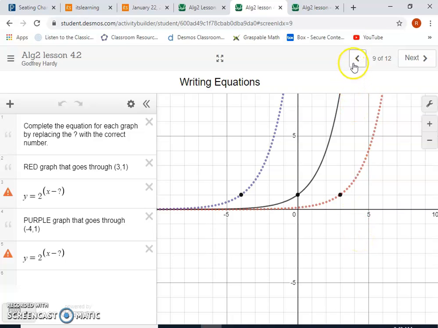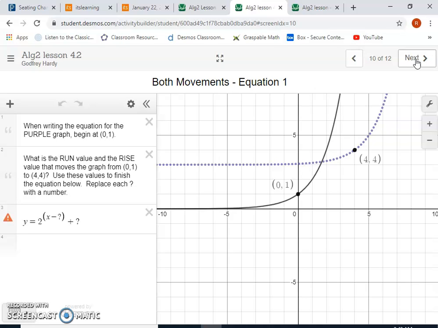Once you're finished trying to figure out how the c value impacts the graph, then you're being asked to figure out these 2 equations. Again, the only numbers you need to be changing are the question marks, so don't change anything else in the equation. And you're trying to match up with the purple and the red graphs.